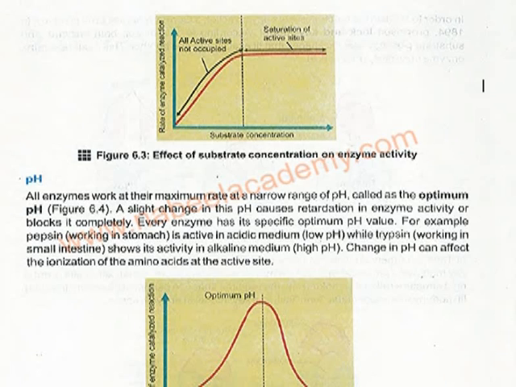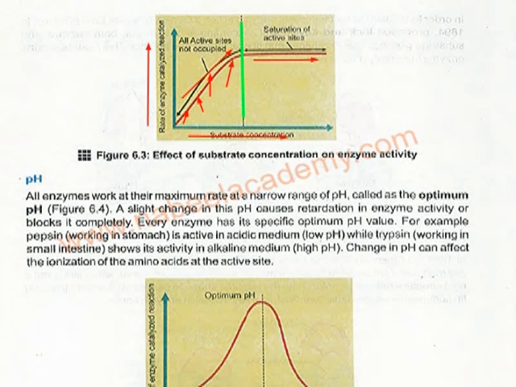This is the diagram, the graphical representation. When you keep on adding the substrate concentration, this is the rate of enzyme reaction. From here to here, what happens? Here all the active sites are not occupied, because the rate of reaction keeps on increasing. But when it reaches this point, all the active sites are occupied, and now the rate of reaction will not increase, it will be uniform, it will not change.